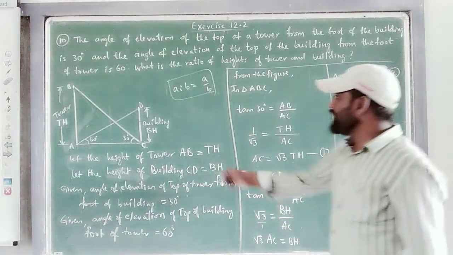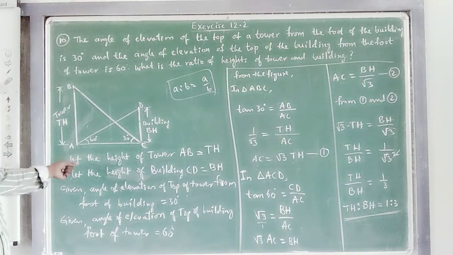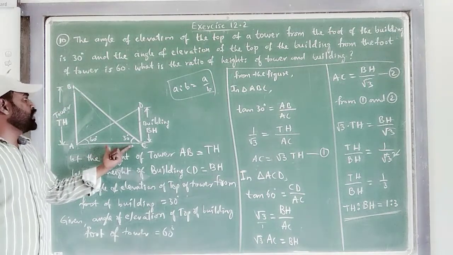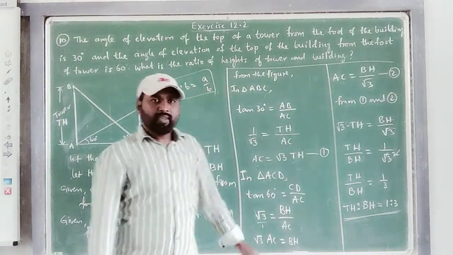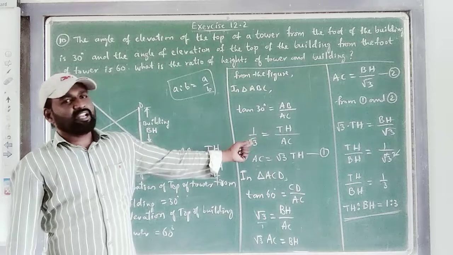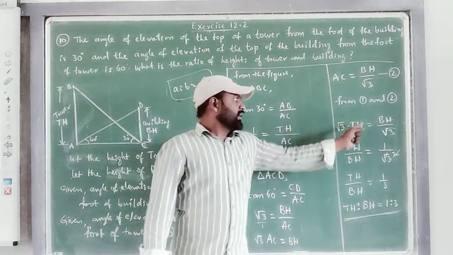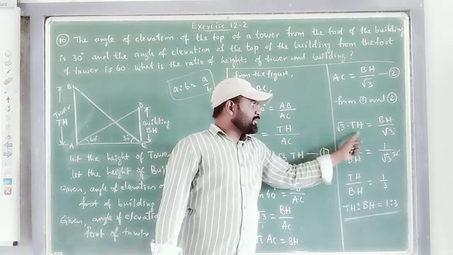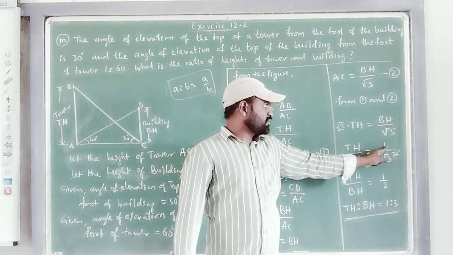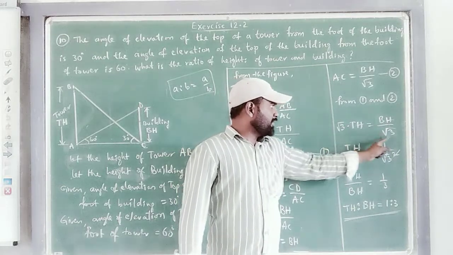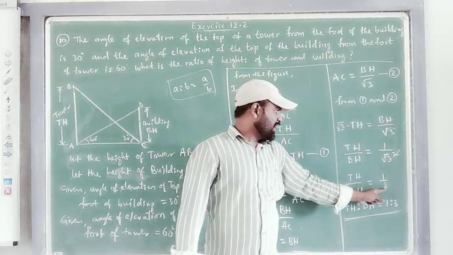Very easy. Simply applying the trigonometric ratios for 30 degrees and 60 degrees. This AC is common in both the triangles. So equalizing equation 1 and equation 2, just transposing from left hand side to right hand side by doing the cross multiplication. Here TH is as it is, this BH is coming this side, so TH by BH. Here when BH goes outside, only 1 remains, 1 by this root 3 is coming here, root 3 into root 3 is root 3 square. Square root gets cancelled, 1 by 3 will remain.